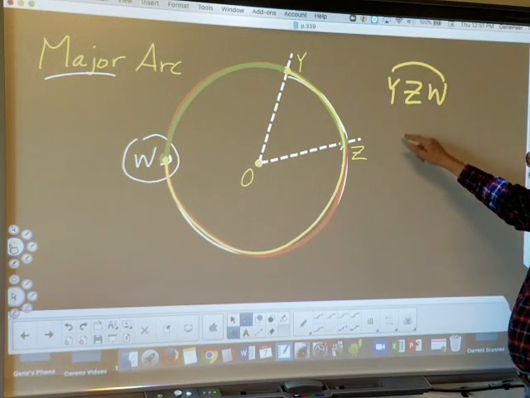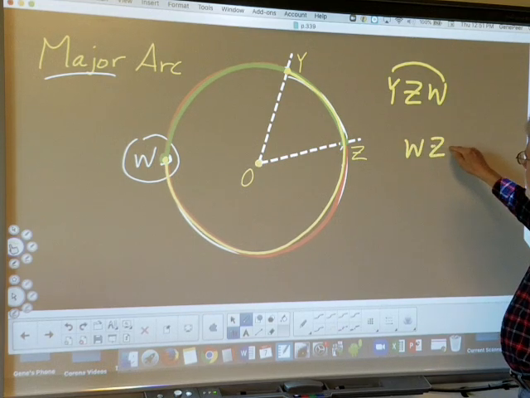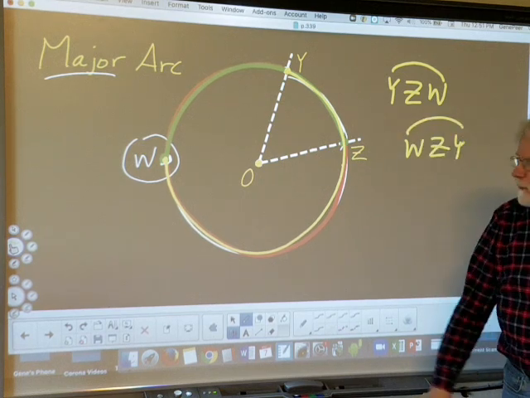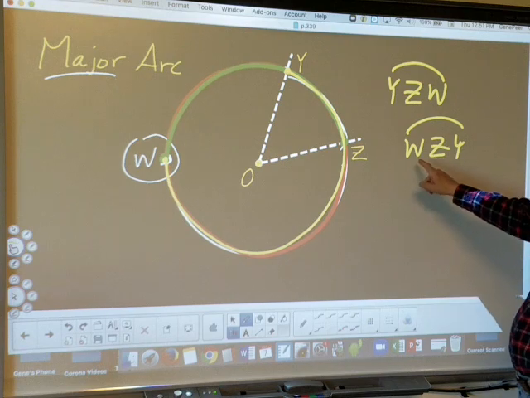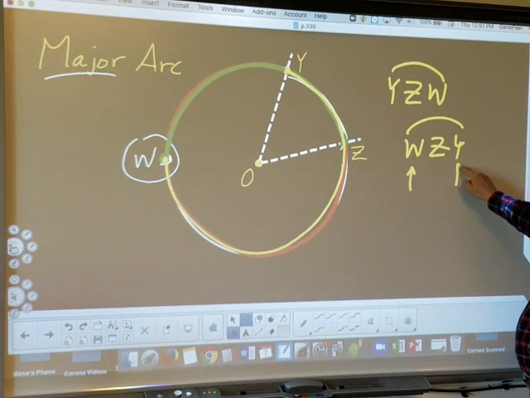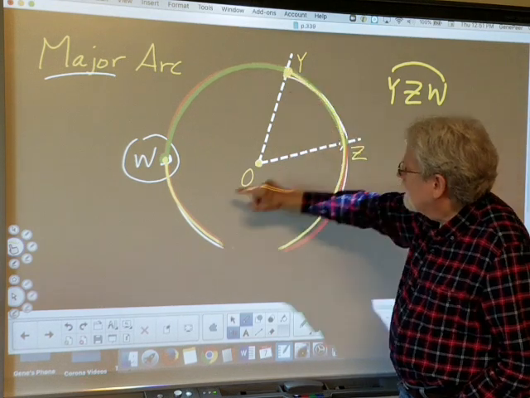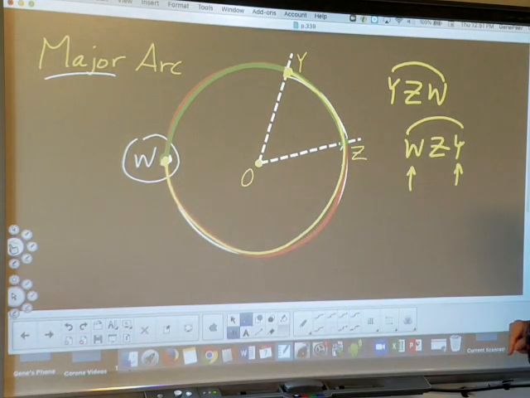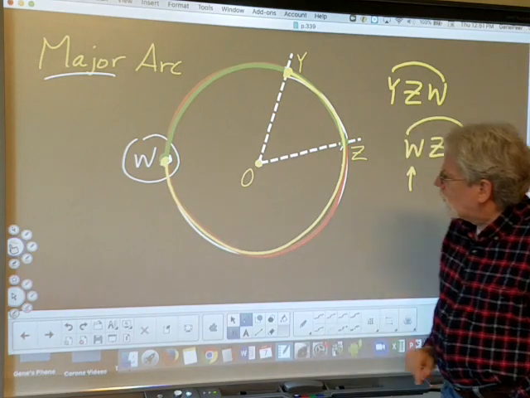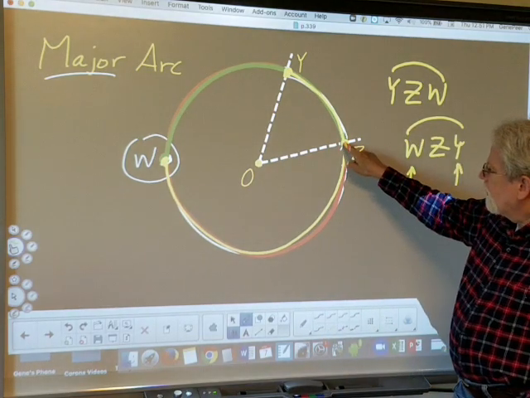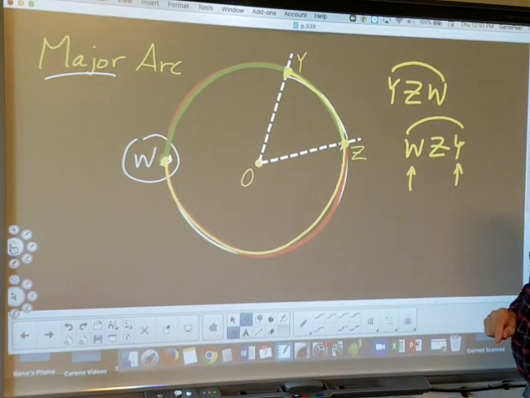By the way, can I reverse that and call it WZY? Sure, you can reverse it. Wait a minute, no, I didn't mess up, it's fine. So these 2 points are the end points of the arc, Y and W. And the side of the circle that we're on, the side of Z, goes in the middle.